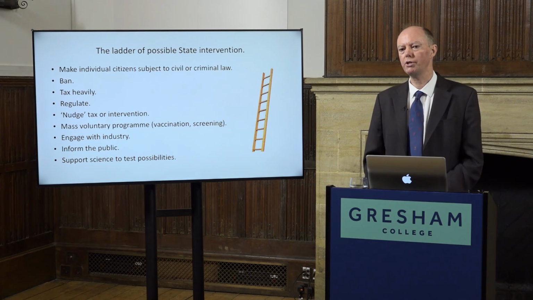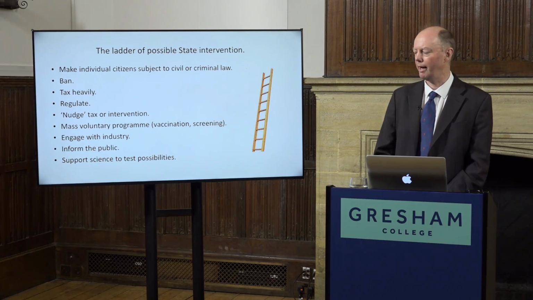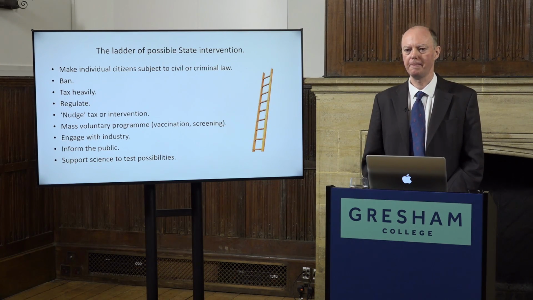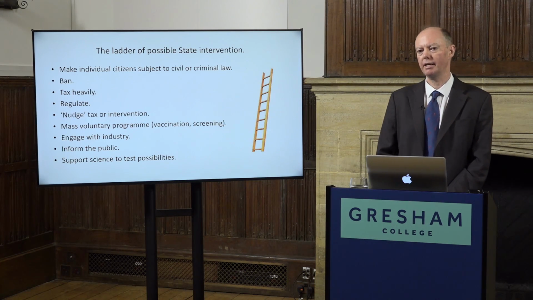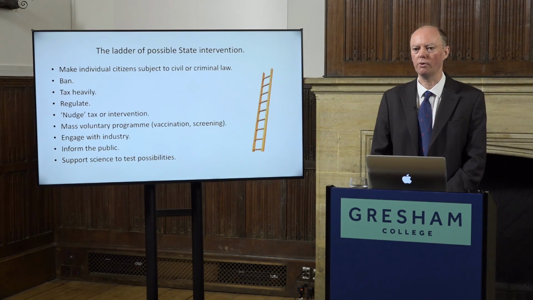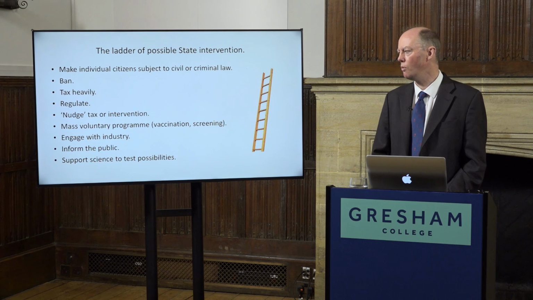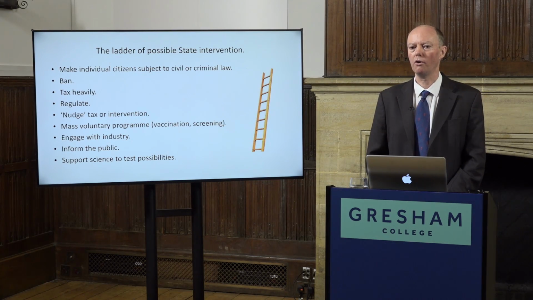And then you go to more extensive use of the ability of the state to intervene. And this might involve regulation, more heavy taxation, outright banning of products that are very dangerous, and at the extreme end, making individual citizens subject to the civil or criminal law. And the more you go up this ladder of intervention, the more central the role of elected politicians is in deciding what is the appropriate way that the state should respond.